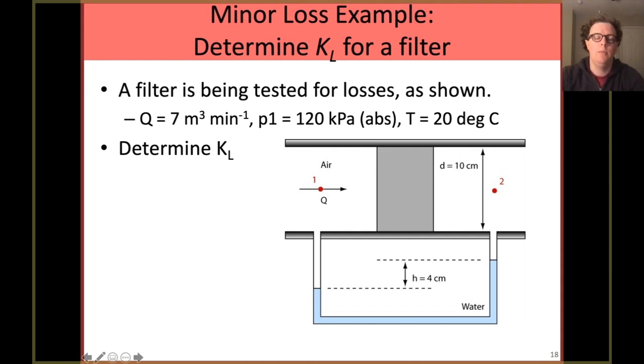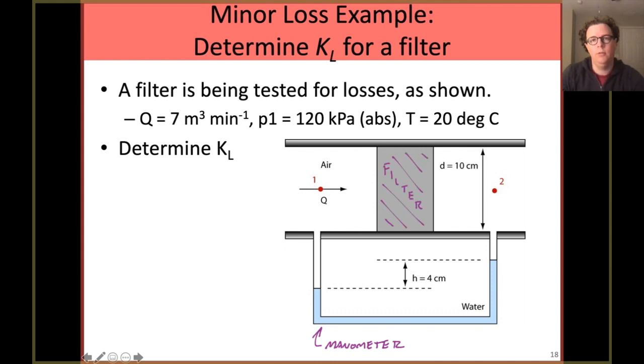Just one last example. Oftentimes we're given the minor loss coefficient KL, but here's an example where you might have dreamed up an experiment to determine what KL is for a filter. The setup here is a 10 centimeter diameter pipe with air flowing through it from left to right. In this gray color, I'm denoting a filter that's put in line.